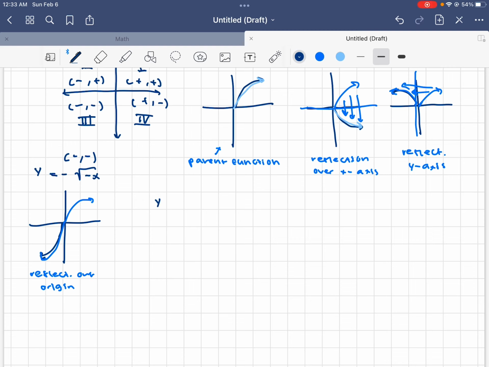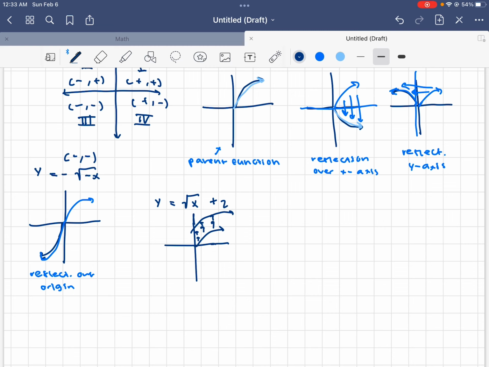Okay, now what if I added or subtracted a number next to our parent function? Let's do plus 2. Let's draw our parent function first. What this does is it moves our graph up 2 points. So everything is shifted up 2 points.